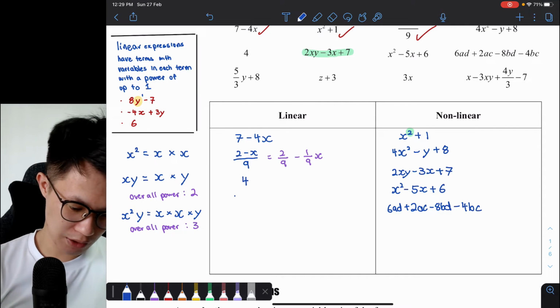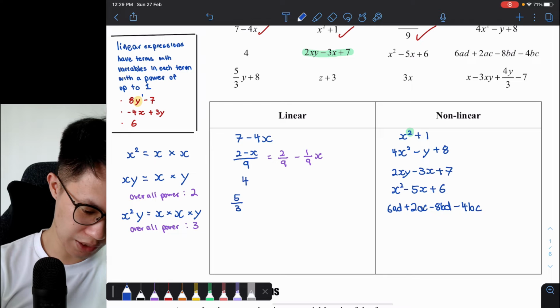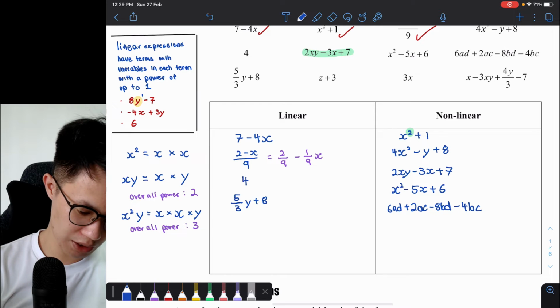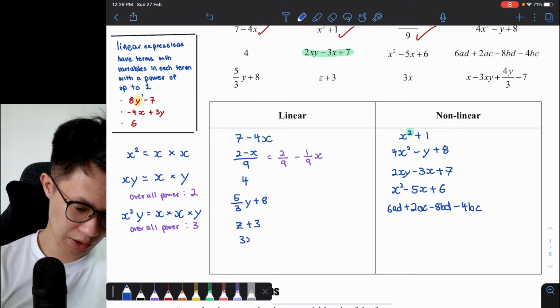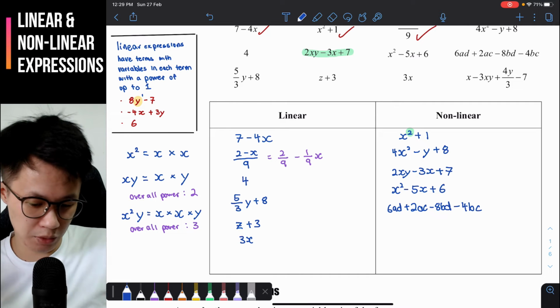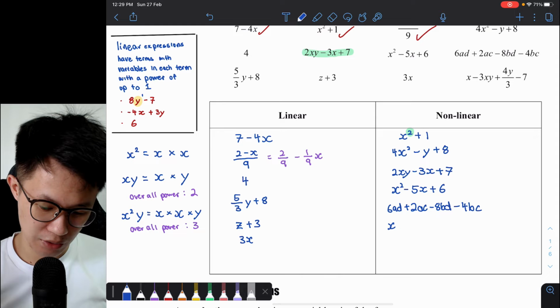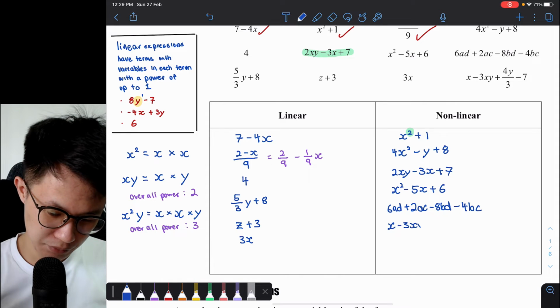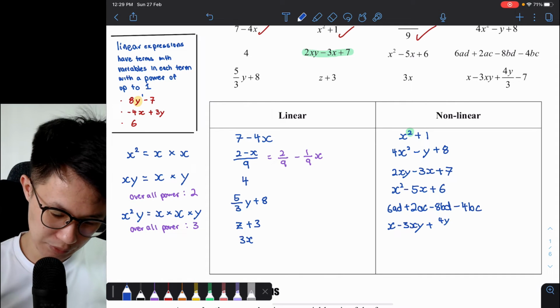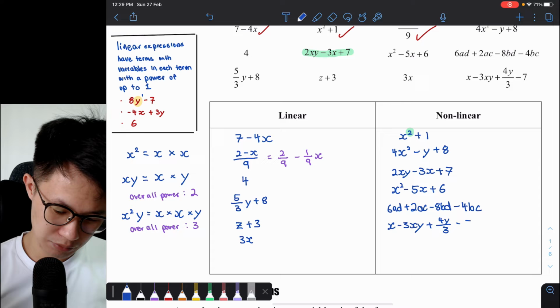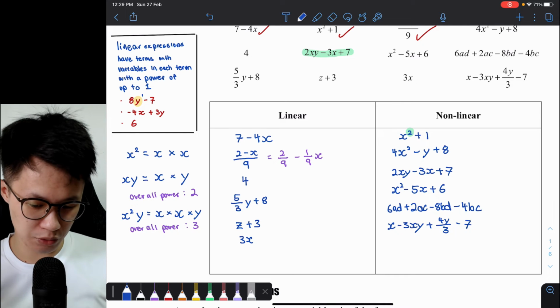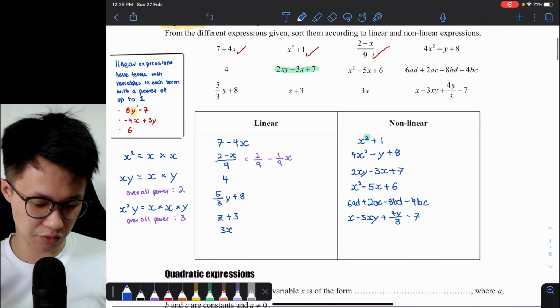And next we have this. So we can actually quickly sort all of these out to realize what is linear and what is non-linear. If it's just a term alone with a single variable with a power of 1, that's definitely linear. Anything else, it's non-linear. You may want to pause this video to see this if you need to.